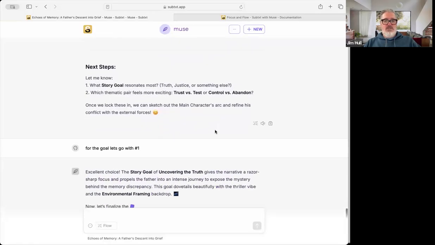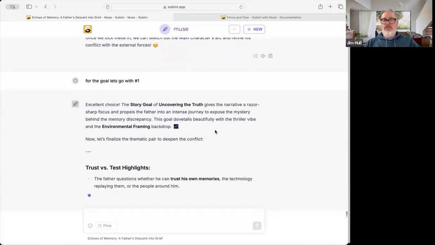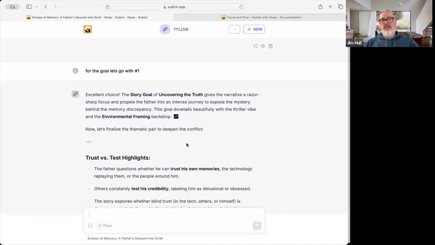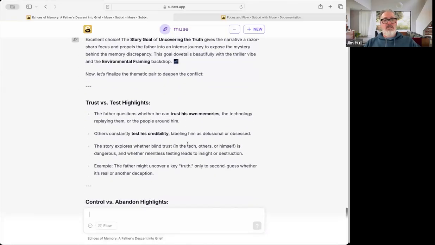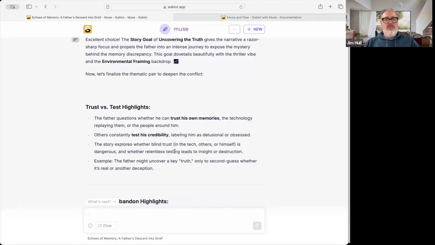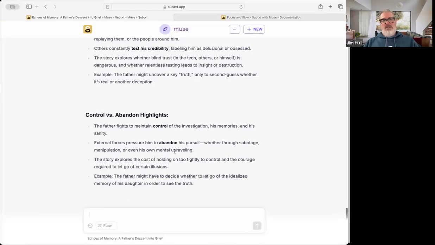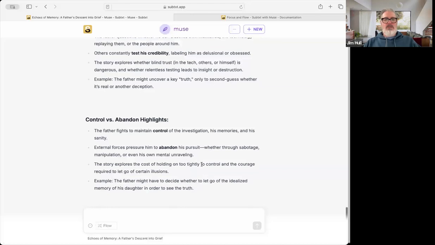So uncovering the truth dovetails beautifully. Now let's finalize the thematic pair to deepen the conflict. Let's say you know nothing about theory, right? Let's just say you're like, all right, this is the first time I've ever opened up Muse. All right, trust versus test. That's kind of cool. Or control versus abandon, which would be free or uncontrolled from what you're known in the past.